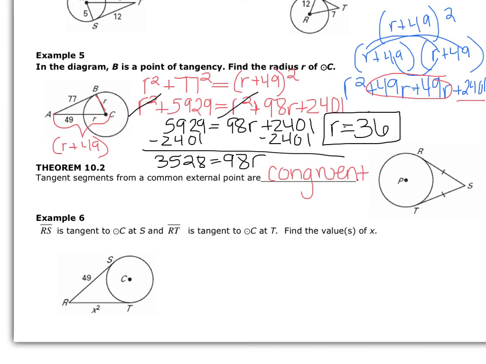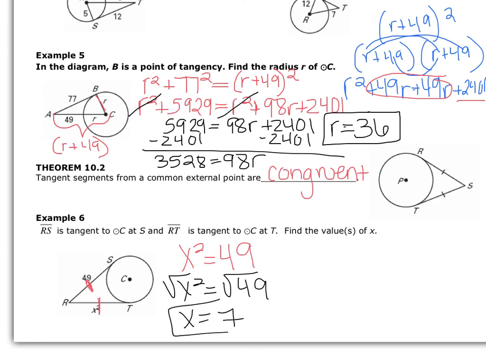So you can see in example 6, it says that RS is tangent to circle C, and RT is also tangent to circle C. They want us to find the value of x. Well, since these tangents are both coming from R, we can say that they're equal to each other, and anything that is congruent is also equal, because congruent pieces have equal measures. So we have to take the square root of both sides. To get rid of an x squared, you always take the square root. Take the square root of both sides. X is 7.